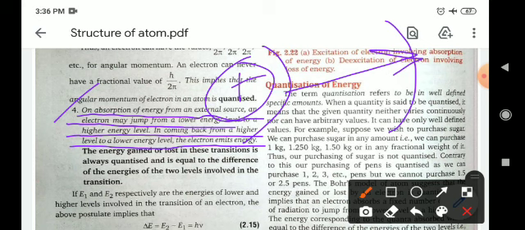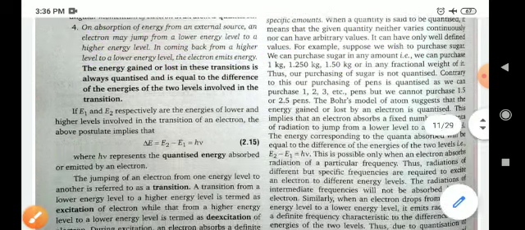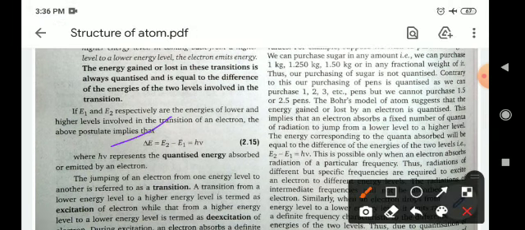When it goes from lower to higher, it will absorb energy, and when it goes back to its position, it will emit energy. In that condition, we find the energy change, delta E equals E2 minus E1, which is equal to h nu, that is, it depends on the frequency of the energy provided to that electron, and according to that the electron will go to a higher level of orbit.